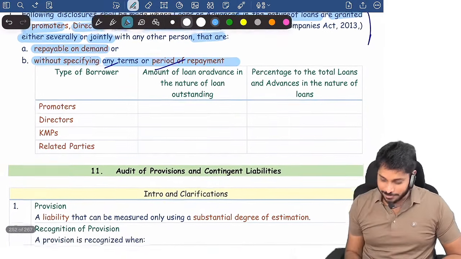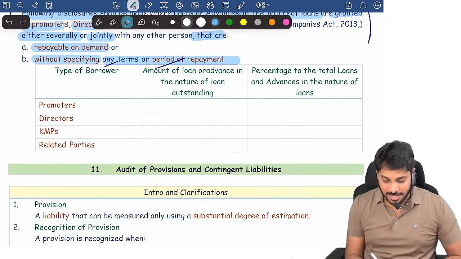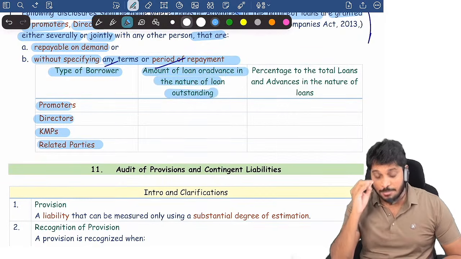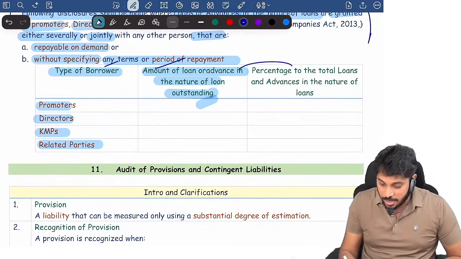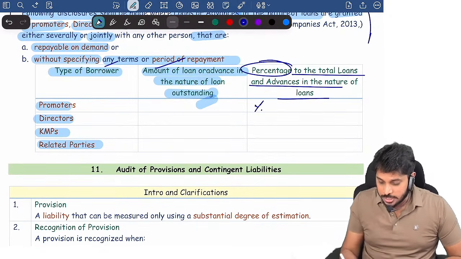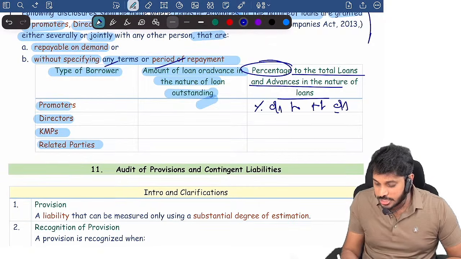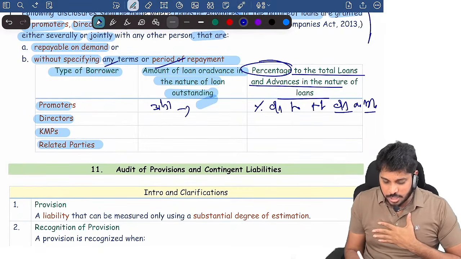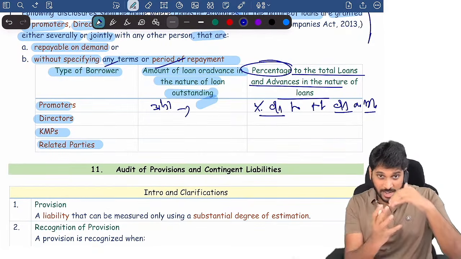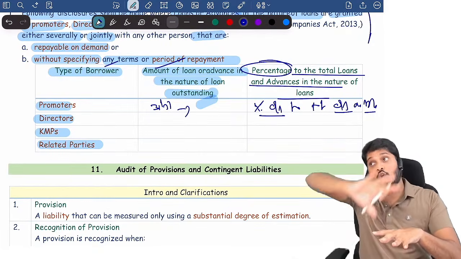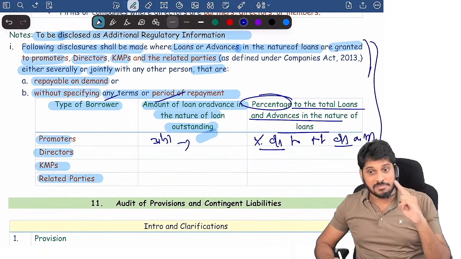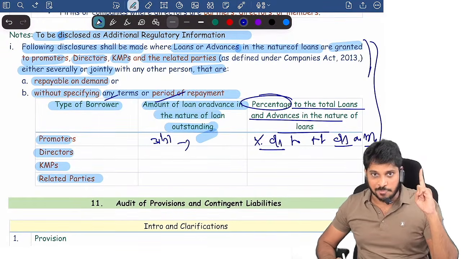Thank you. So the company has to give the following information. Who is the borrower? Is he a promoter, director, KMP, related party? How much amount of loan or loan in the nature of loan is outstanding? What is the amount outstanding? And what is its percentage to the total loans? What is this percentage of outstanding on the balance sheet date to the total loans outstanding on the balance sheet date? Here, the amount outstanding as on 31st March, how much outstanding loan, and what is its percentage? That is the detail we need to give. By the way, remember, once again I'm reminding you, what I'm discussing is not CARO. A similar point is there in CARO also. Yes or no? That's it.